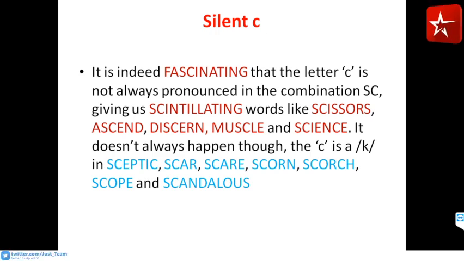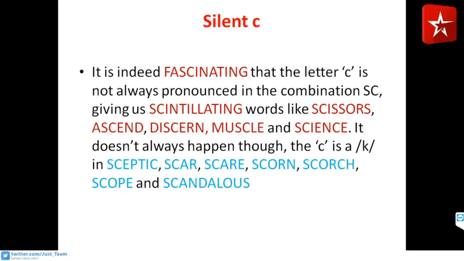Not S and C combination, as you say. It's indeed fascinating that the letter C is not always pronounced in the combination S and C, giving us, for example, scintillating. As you see, with the S and C combination at the beginning of the word, it is pronounced like S.